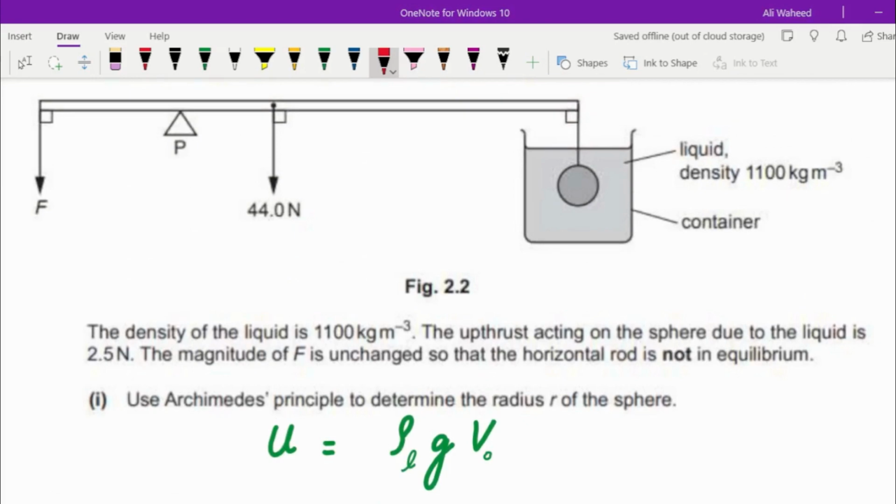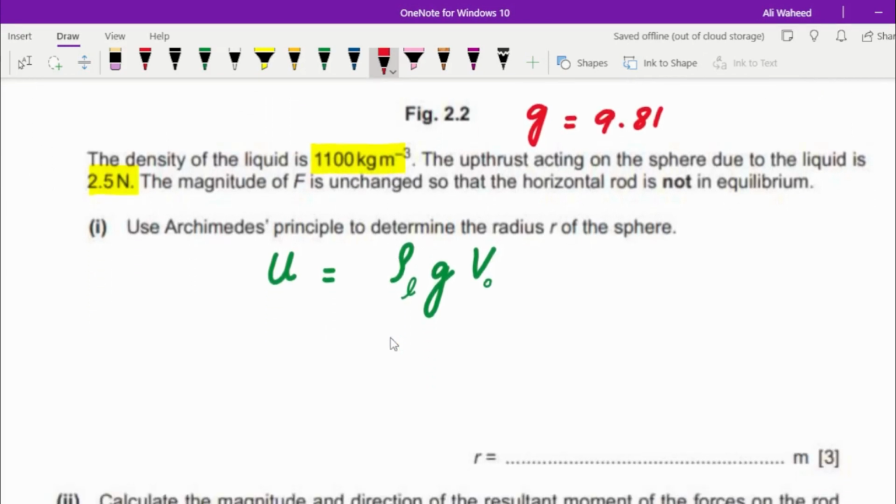So what do you do from there? You'll use the value of upthrust as 2.5. The density of the liquid would be used as 1100, is given over here. The upthrust is also given. The value of G, we know indirectly that G equals 9.81 meter per second square or Newton per kilogram, and the value of V, which is the volume of the sphere, is not given, but we know mathematically that the volume of the sphere is 4 over 3 pi r cube.